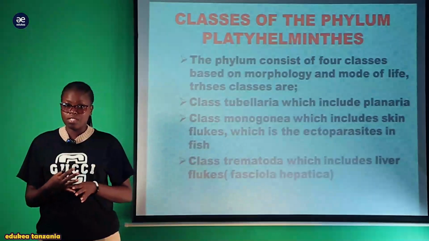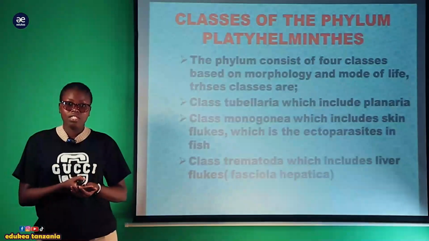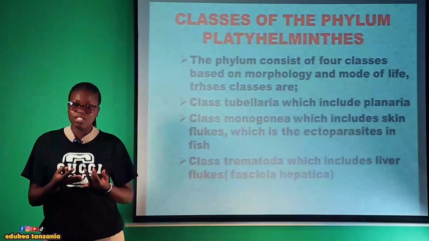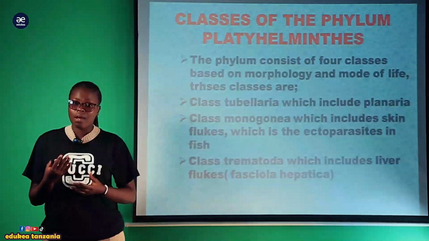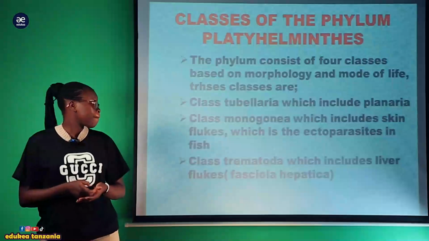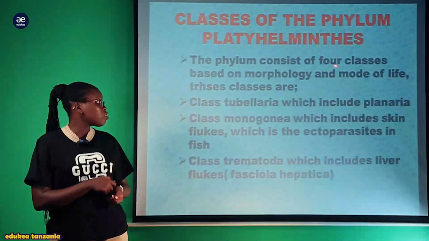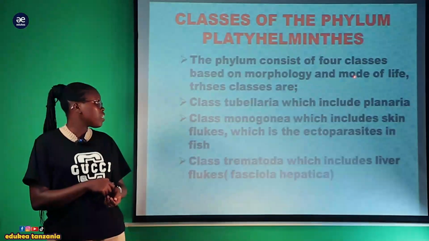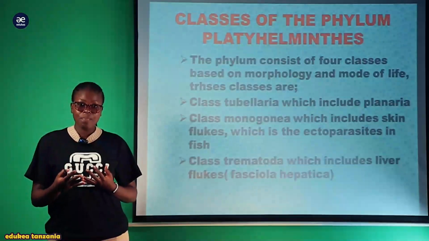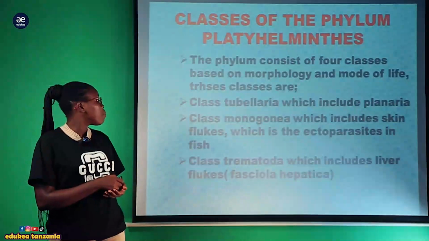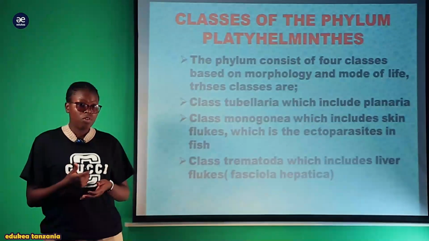Within the phylum Platyhelminthes, there are several classes we are going to discuss, and each class has its distinguishing features, advantages, disadvantages and structures, so we will see how they are adapted to their mode of life. The phylum consists of 4 classes, classified based on their morphology and their mode of life.